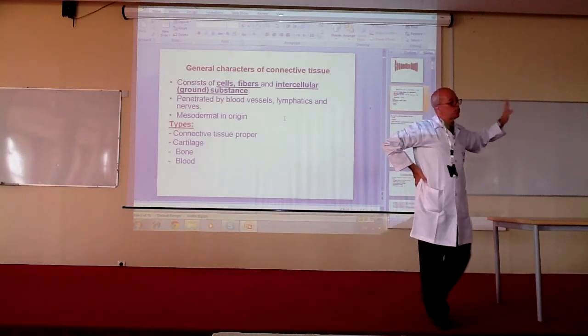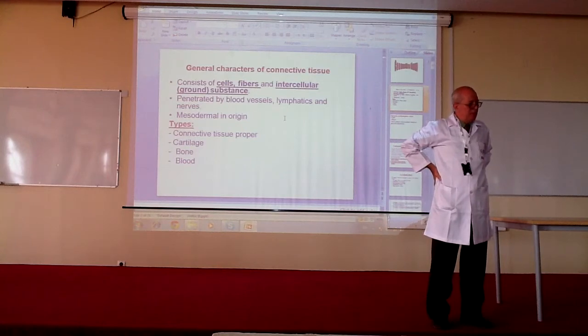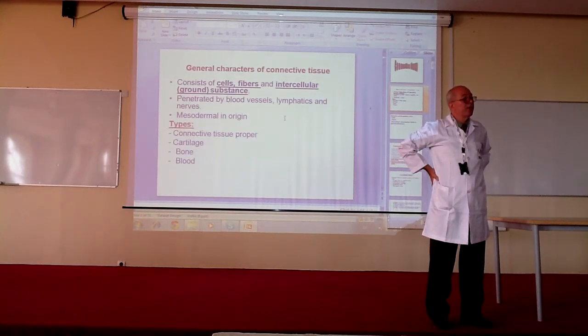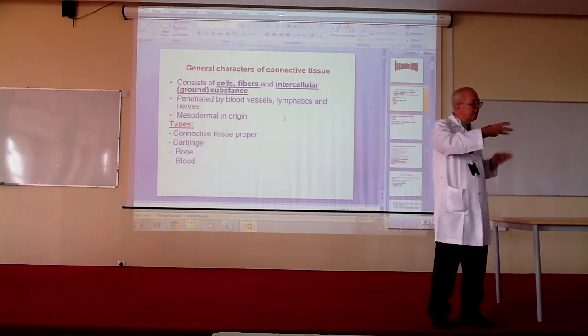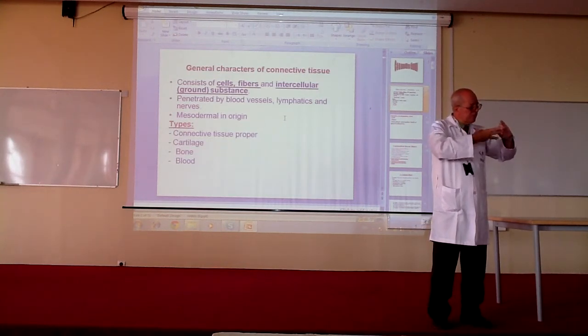All connective tissue types come from the embryo during development: ectoderm, endoderm, mesoderm. Three layers. Ecto, endo, meso.